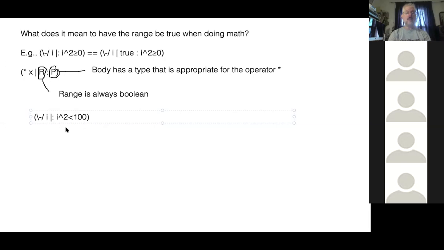But I could add a range that is more limiting, and I could say that if I is between minus 10 and 10, then it's true that I squared is less than 100. And so we're only going to look at the I that make this true, and we're only going to check them here. And so with this range, that's going to be true. If I put true there, then this is not going to be true, because there are I's that are too big, and we square them, they're going to be bigger than 100.